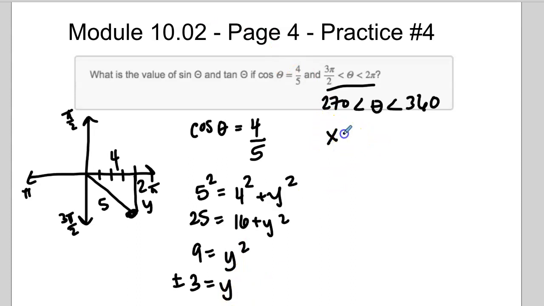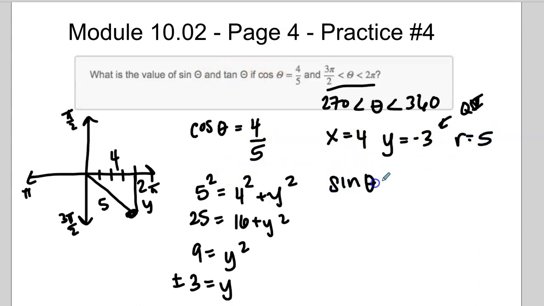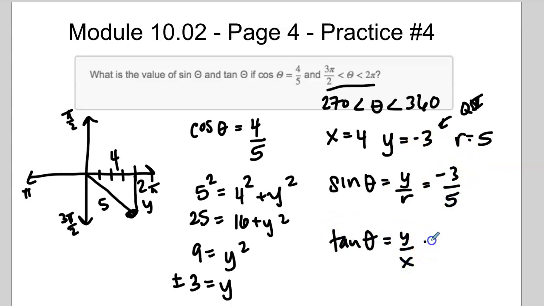So I'm going to write down my coordinates over here. X is 4, given here. Y is negative 3, again, because we are in quadrant 4. And then r is 5, given right here. So to find sine and tangent, sine of theta is again y over r. So y over r would be negative 3 over 5. And then tan theta is y over x, and according to the coordinates I have here, that'd be negative 3 over 4. And there are the two answers.